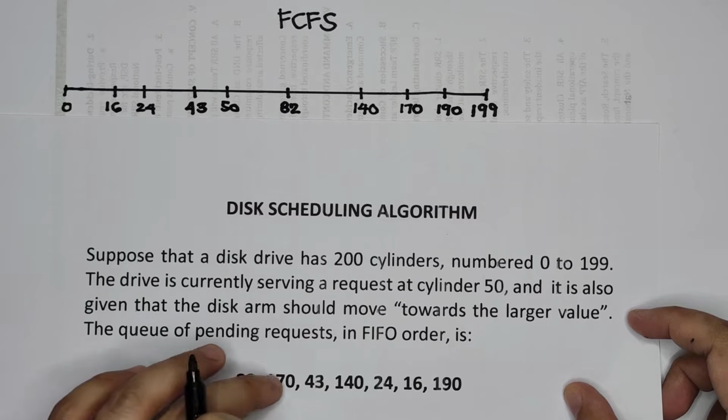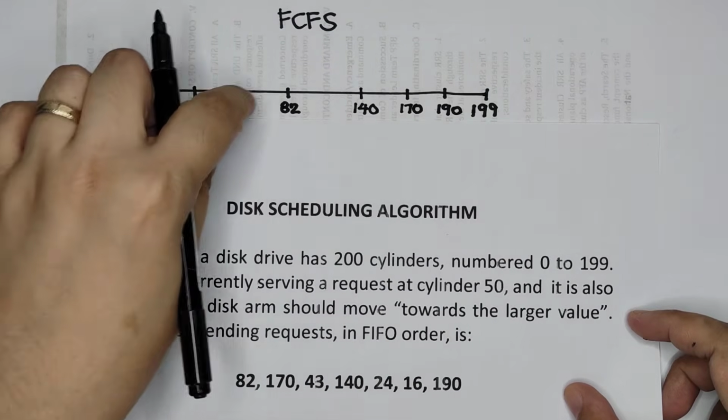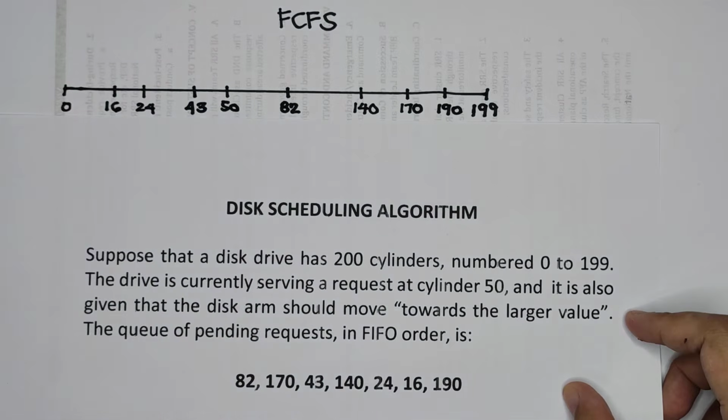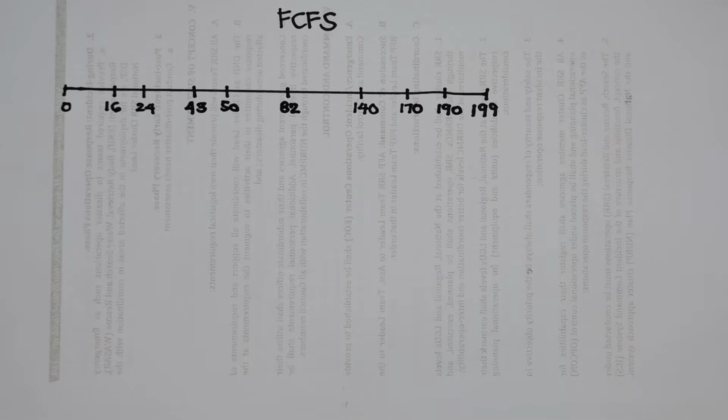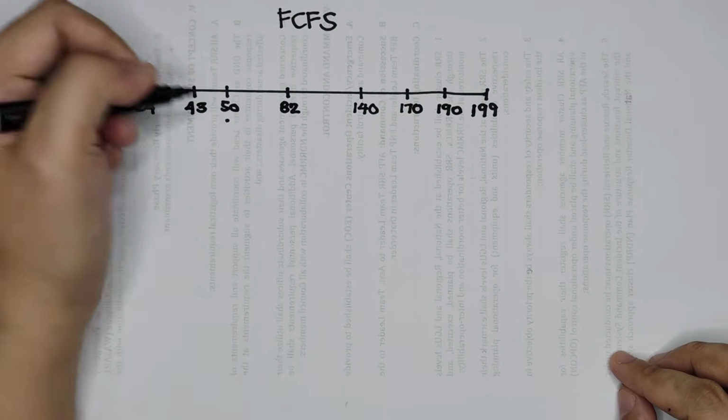Let's count. 1, 2, 3, 4, 5, 6, 7. So 1, 2, 3, 4, 5, 6, 7, 8 because of 50. You have to be sure that you have the exact value. It says that the request is currently at 50, so let's just put a mark in here.